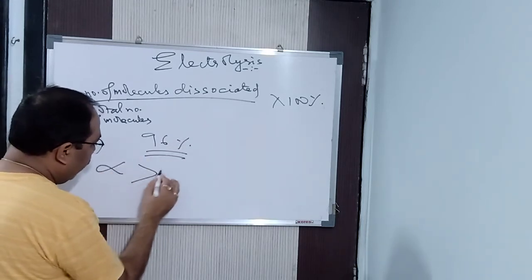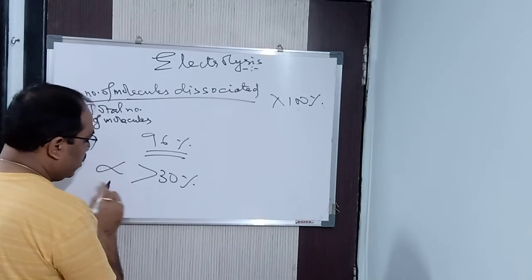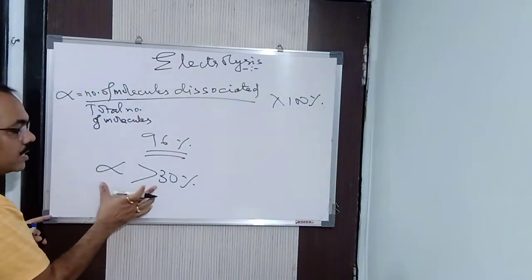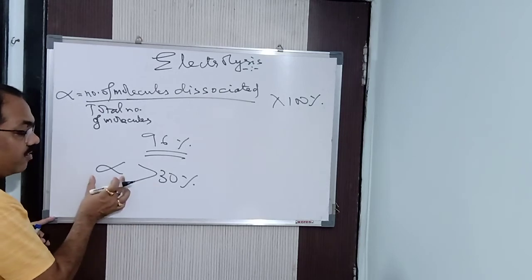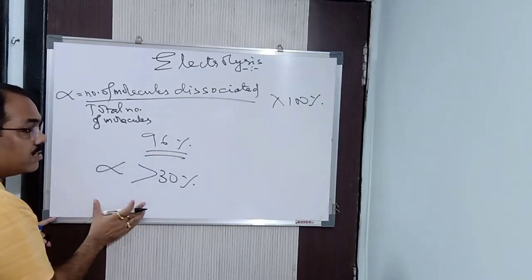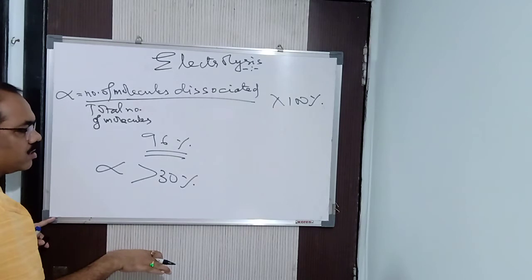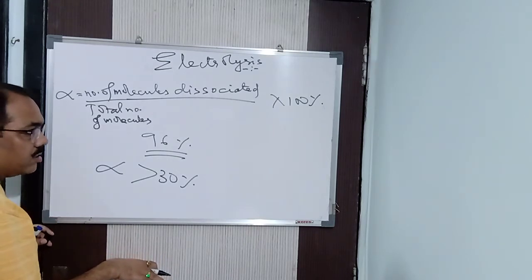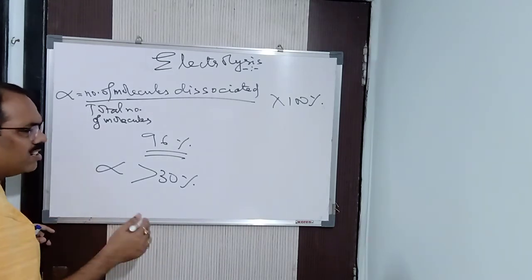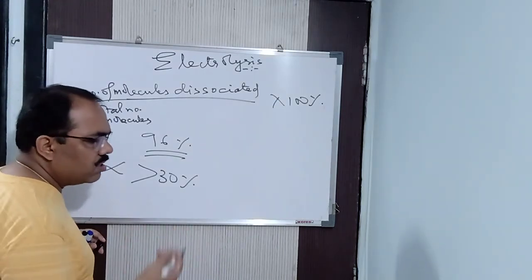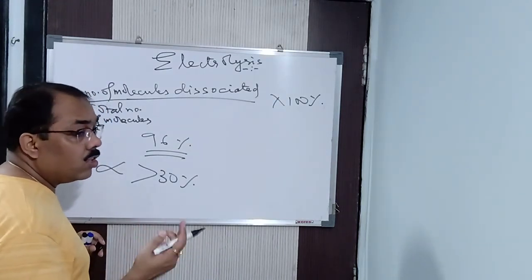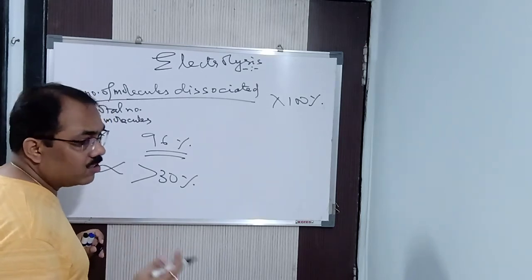Anything above 30%, if the degree of dissociation, the value of alpha, is greater than 30%, then it is considered to be a strong electrolyte. Remember it. If it is less than 30%, it is considered a weak electrolyte. And if the degree of dissociation is almost nil, zero, hardly 1 or 2% dissociates, then it is said to be a non-electrolyte.